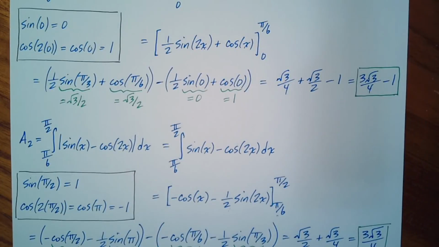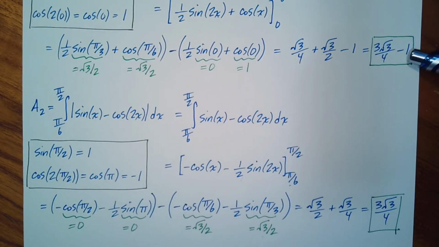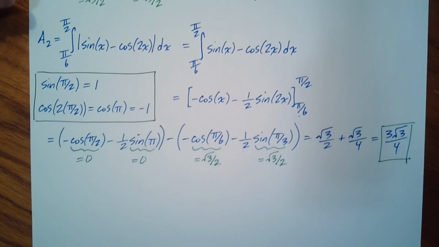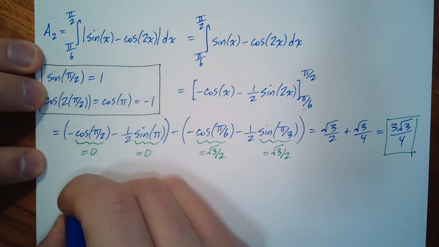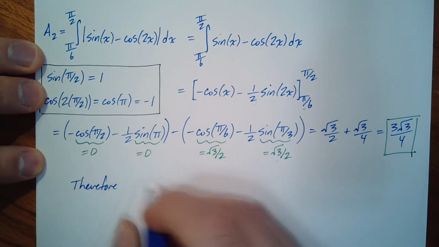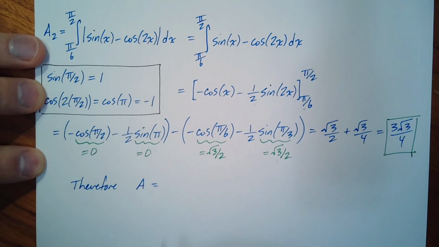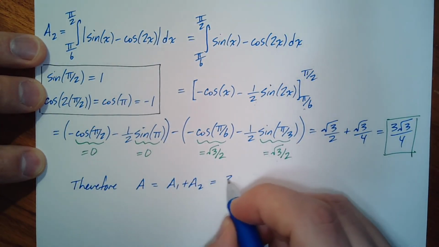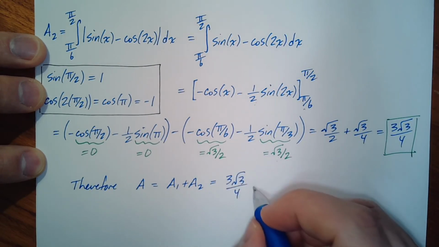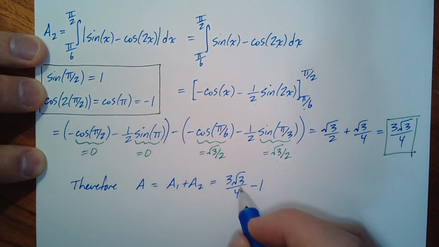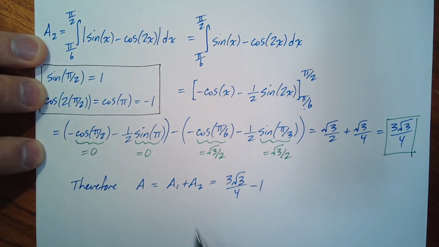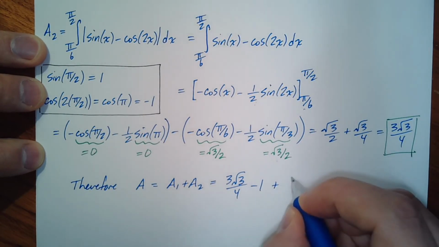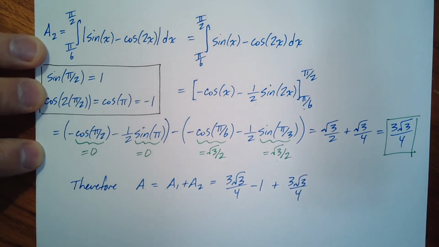So now, to get our final area, we've got A1 worked out here, and we've got A2 worked out here. We'll just add those together, and we'll get our final answer. So hence, we can say, therefore, the area is given by the sum of A1 and A2, which is 3 root 3 over 4 minus 1. That was our A1. And then A2 was down here, 3 root 3 over 4, so plus 3 root 3 over 4.